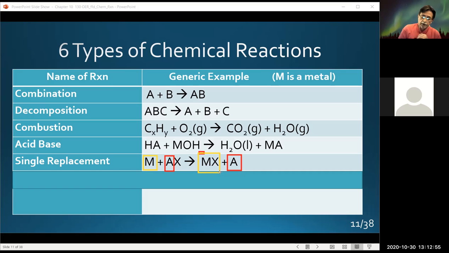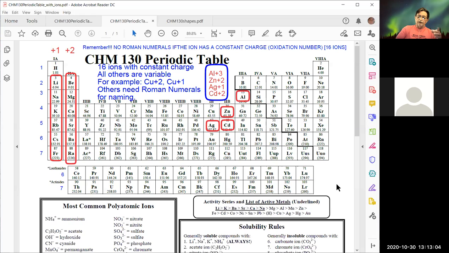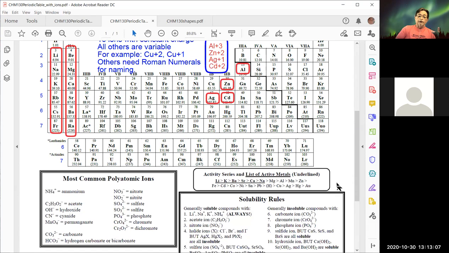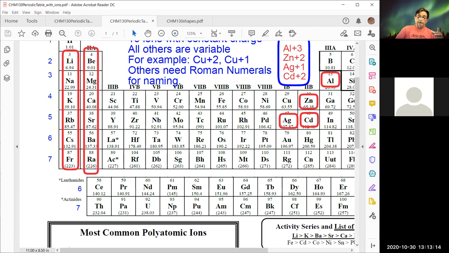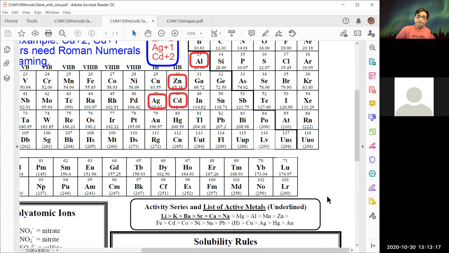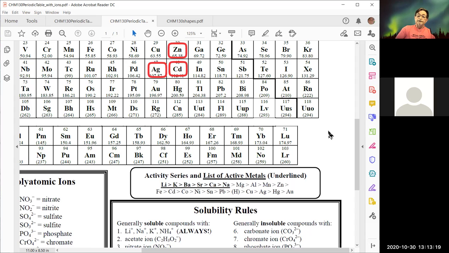Now, how do we determine whether this type of reaction proceeds? Well, I'm glad you asked. We go back to the periodic table and we utilize what is called the activity series. It is right above the solubility table. Okay, it is right there. Let me highlight it so we all know where we're at. This is the activity series.